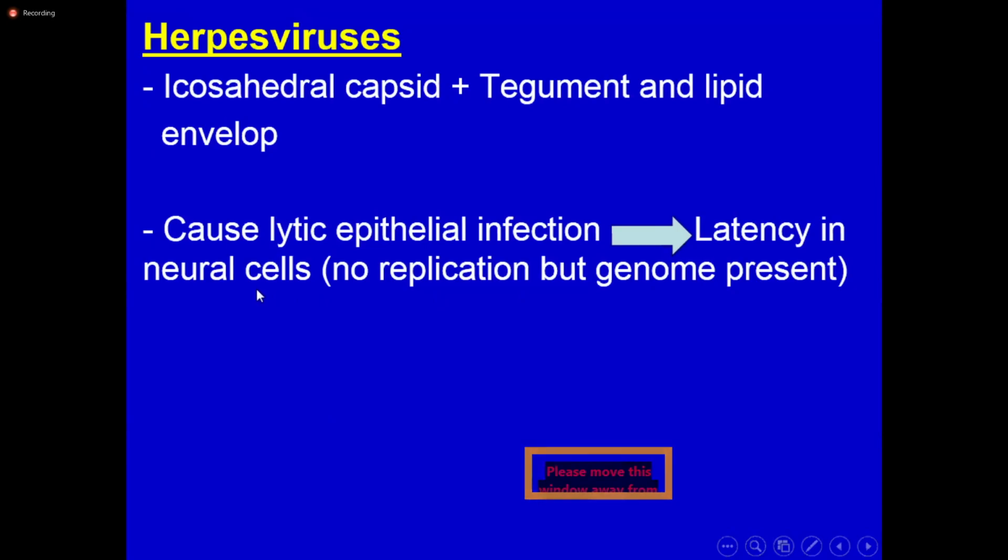When the immunity is depressed, or there is a disease that causes low immunity, this latent virus becomes reactivated, and then can cause infection of this immunocompromised host. So remember, these viruses have the capacity of latency.